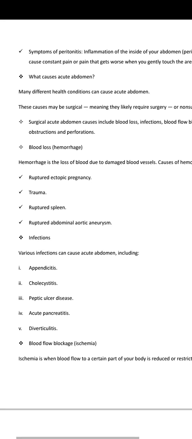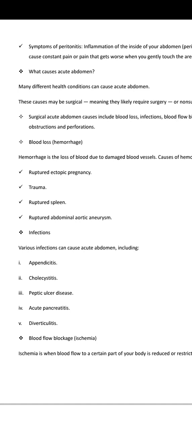So now, some of the infections which can cause acute abdomen are here. These are the topics which we are going to cover one by one in general surgery. The first one is appendicitis, cholecystitis, peptic ulcer disease, acute pancreatitis, and diverticulitis. These are also the causes which we are going to do in general surgery.